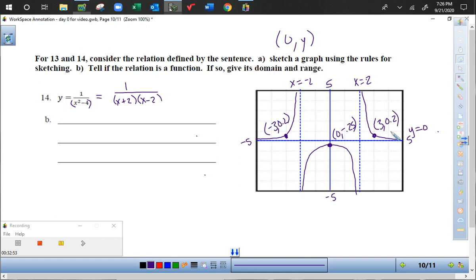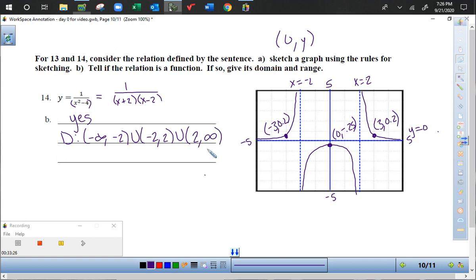Okay? I want you to pause the video and tell me whether this is a function, yes or no, and then if yes, give me the domain and the range. This was a yes. Domain here is -infinity to the asymptote -2, picking back up at -2, going to +2, and then 2 to infinity.